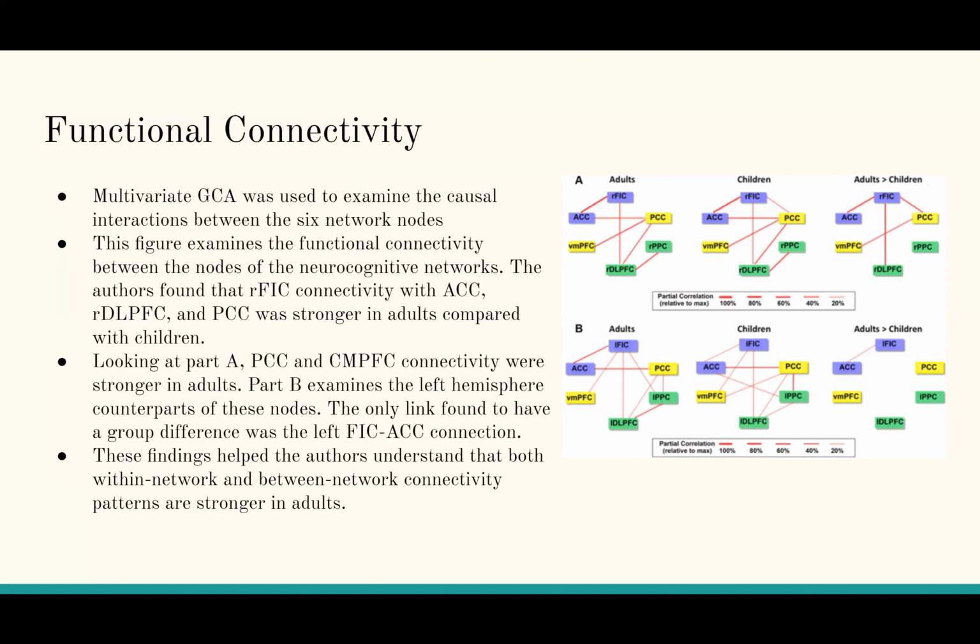When you look closer at part A, PCC and VMPFC connectivity were stronger in adults. When you look at part B, it's examining the left hemisphere counterparts of these nodes, and the only link found to have a group difference was the left FIC ACC connection. These findings help the authors understand that both within-network and between-network connectivity patterns are stronger in adults.